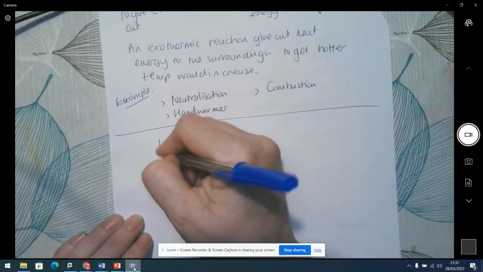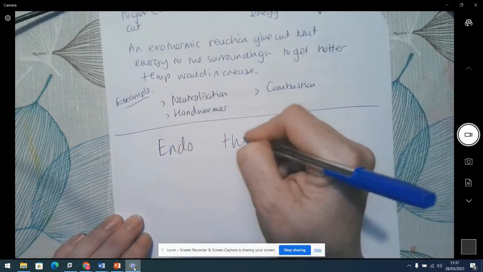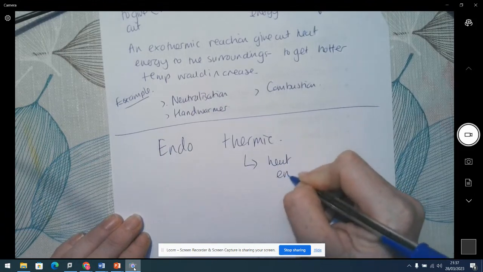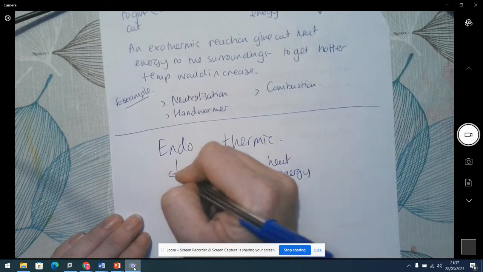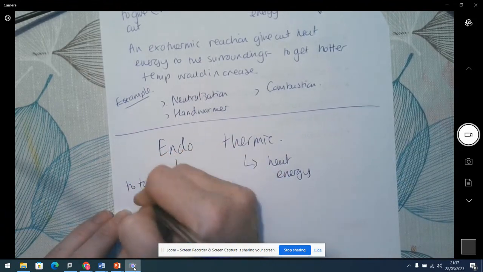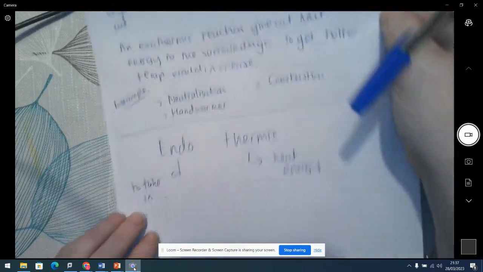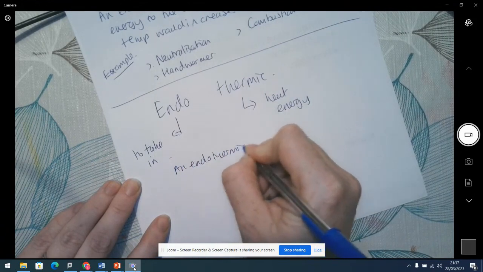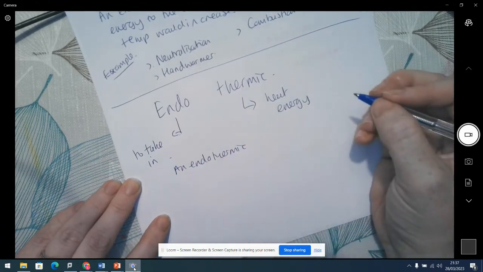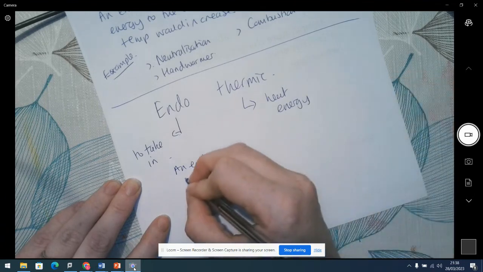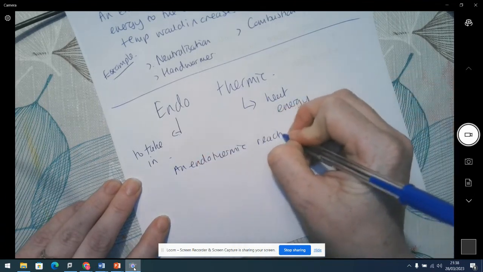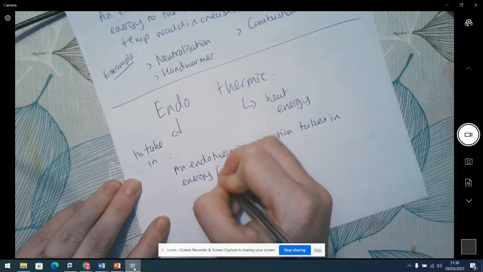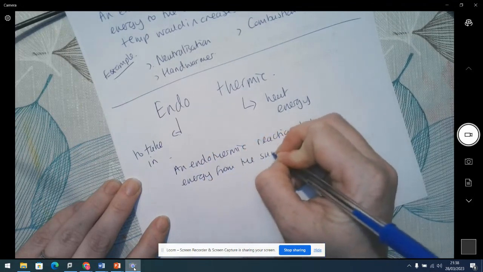On the other hand, endothermic. Thermic we know is heat energy, and endo means to take in. So again, we're going to define that. An endothermic reaction is one that is going to take in heat energy or energy from the surroundings. So an endothermic reaction takes in energy from the surroundings.